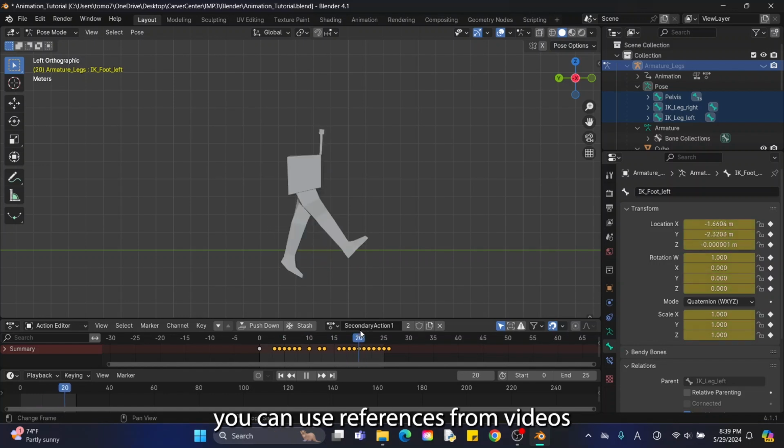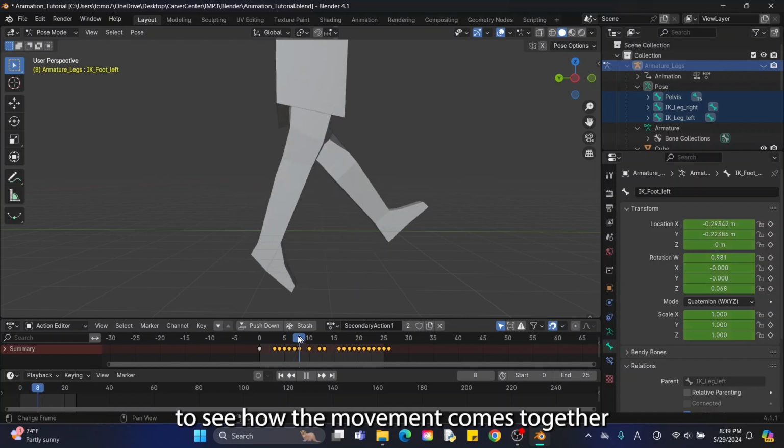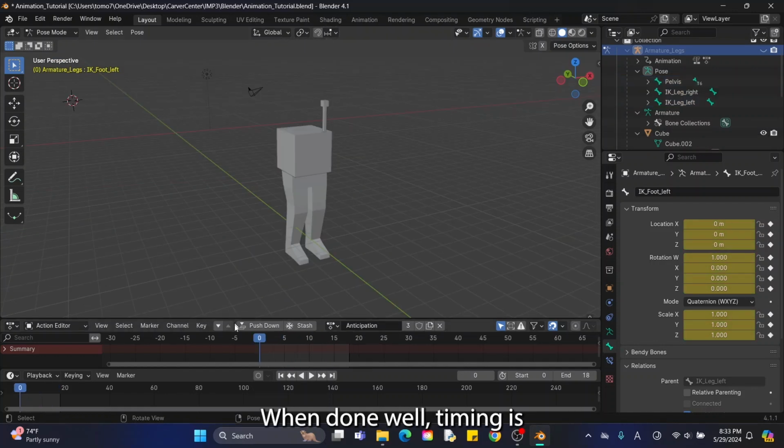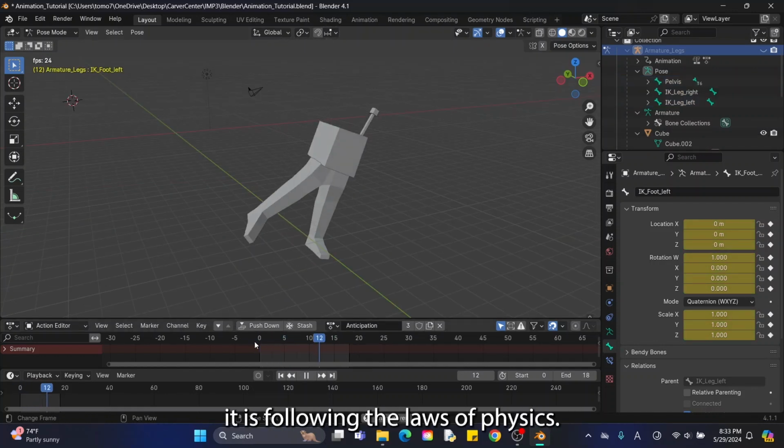To get a better idea of what needs to move faster and slower in an action, you can use references from videos or from acting out a movement yourself, and observe the timings of different parts of a movement to see how the movement comes together in real life. When done well, timing is what makes a character look like it is following the laws of physics.